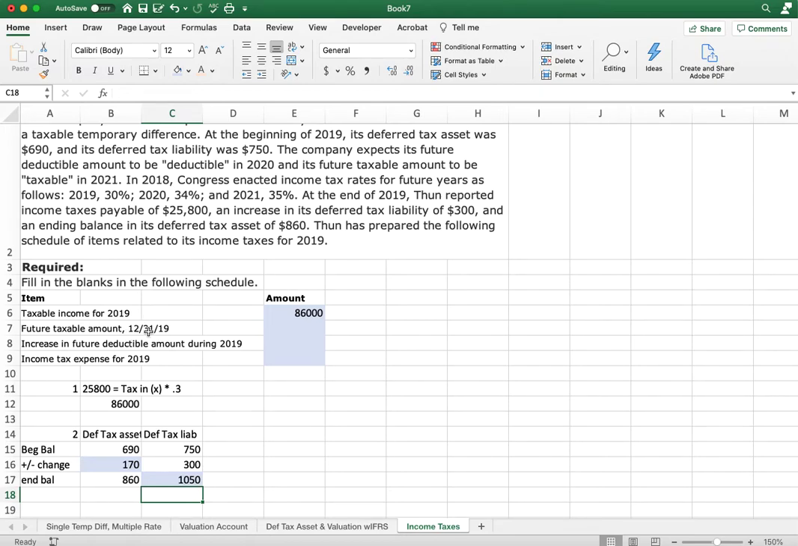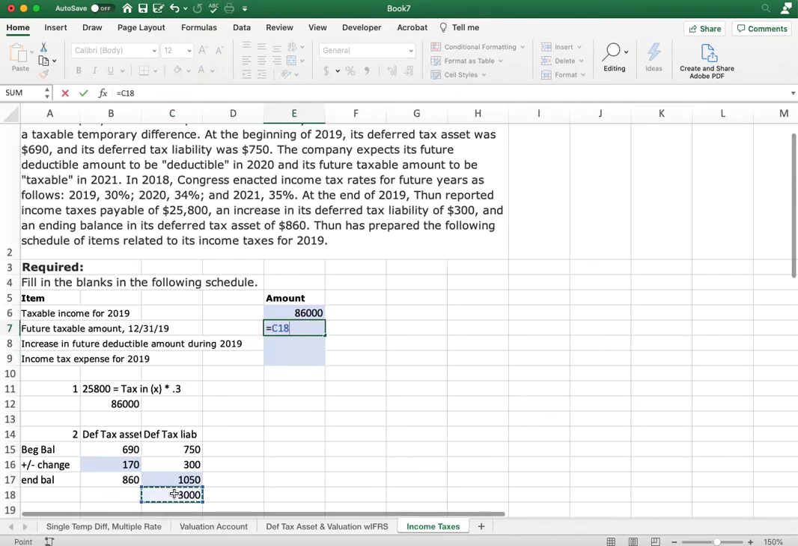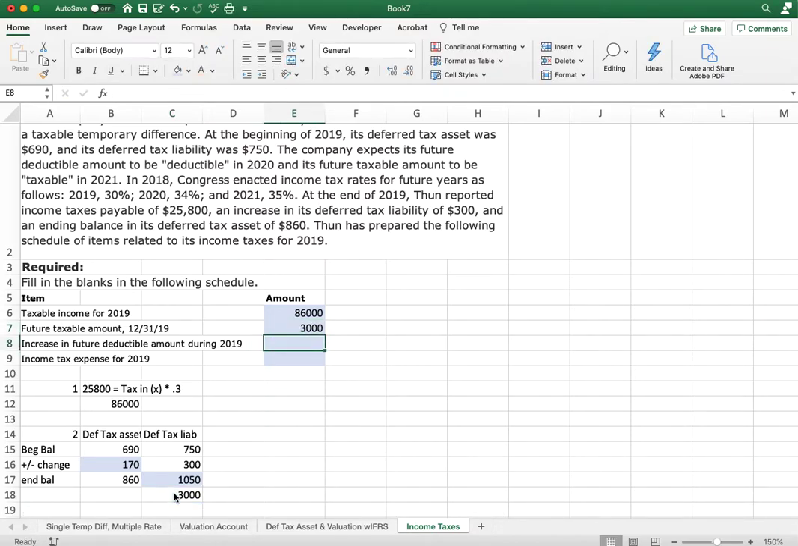12/31/19, and let's see where it talked about the future taxable amount. It is taxable in 2021, which is a 35% rate. So we can take our 1,050 and divide that by 35% for 3,000. And so that's our answer to the future taxable amount as of 12/31/19.